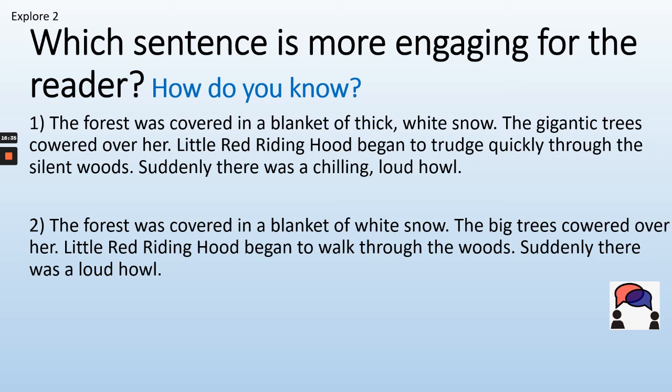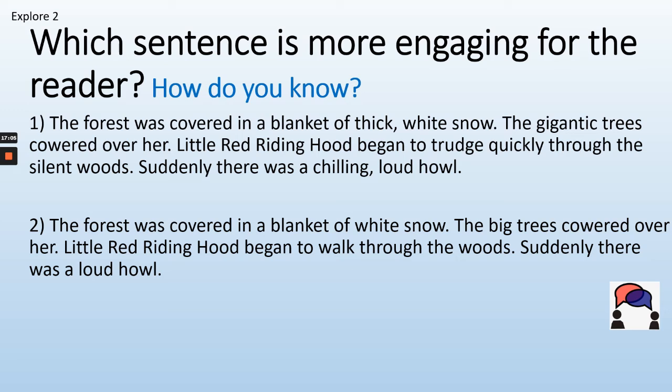Okay, tell me which one you picked. Call out now. Yep, should have been number 1 because if we look, number 1 has more expanded noun phrases, has more description. I can imagine I'm there. Okay, it has a blanket of thick white snow. Instead of just white snow, I can imagine thick white snow, so there's lots of snow. Instead of the big trees, the gigantic trees. We're year 5. I don't want to hear words like big and huge. I want to hear gigantic, enormous, colossal.